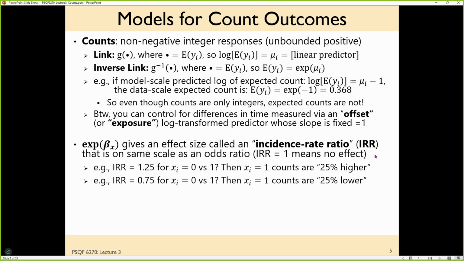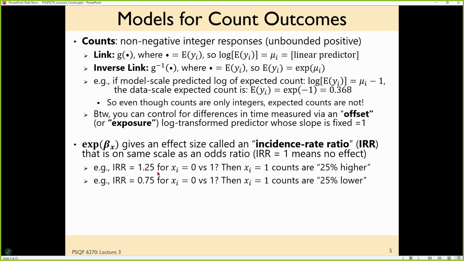And guess what? Do you remember odds ratios? They're back, but they have a new name for no reason. These are incident rate ratios. And do you know how you get them? Same way: e to the slope. So e to the slope gives you an effect size called IRR instead, and it is scaled the same way. Values between 0 and 1 would indicate negative slopes. A value of 1 would indicate no relationship, and values above 1 indicate positive slopes.